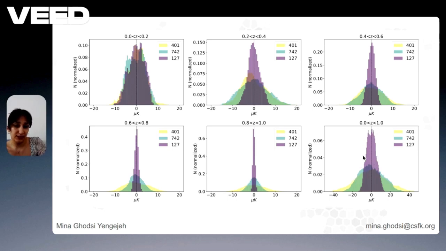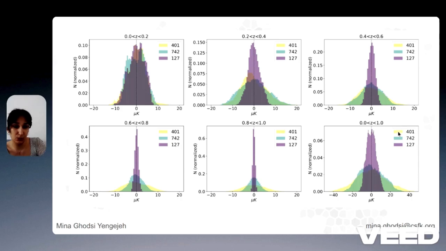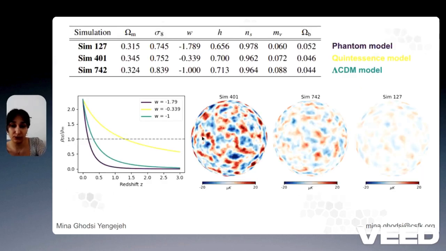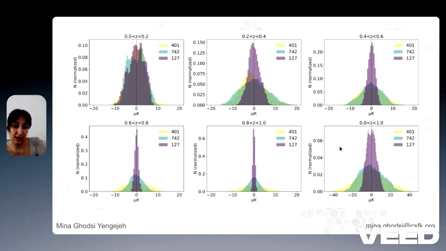This panel shows redshift 0 to 1, so all of them together. And as you can see, 401 or our quintessence model can shift the temperature more than, for example, 127 or the phantom model. So this can shift much stronger than this.